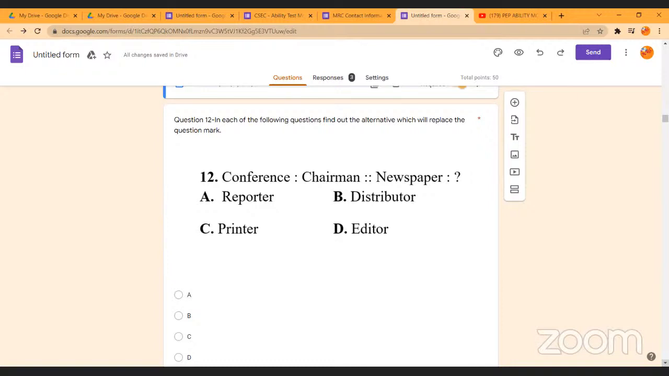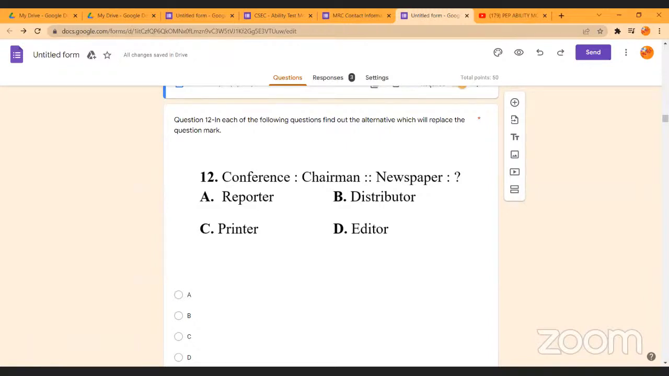Question 12. In each of the following questions, find out the alternative which will replace the question mark. Conference is to chairman, as newspaper is to distributor. Why did you select distributor? Miss, I think that it has something to do with a newspaper, Miss.